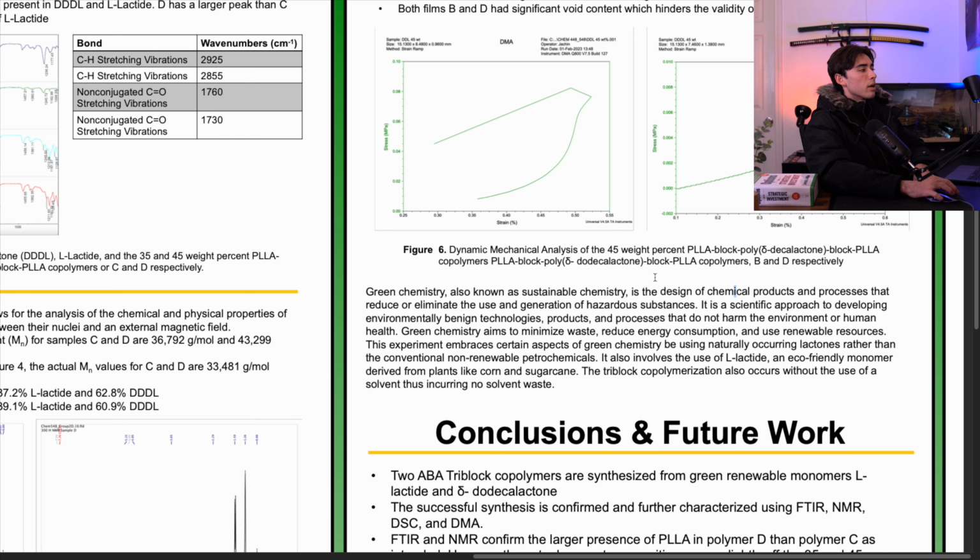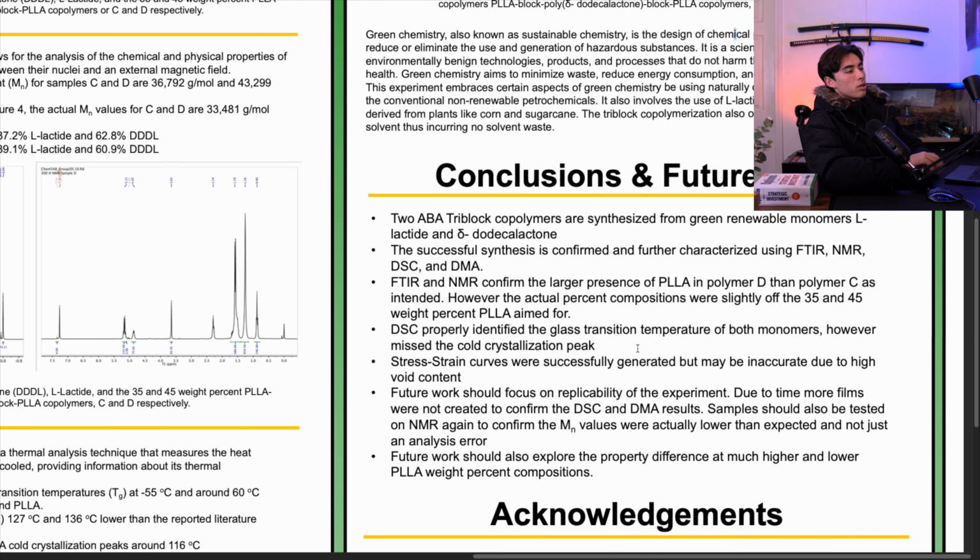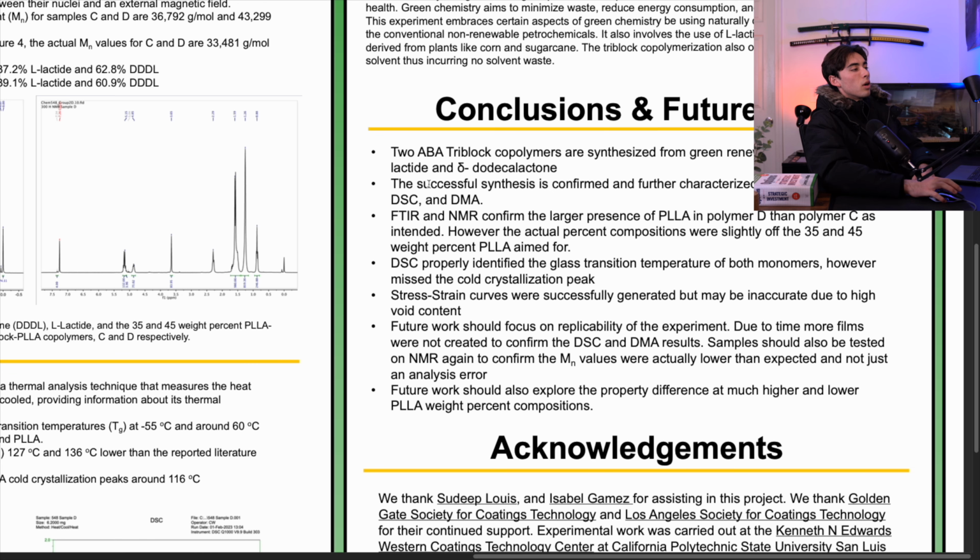Also, an interesting thing to be aware of is that this experiment follows a few principles of green chemistry, which is any chemistry that is geared towards sustainability. The main things to note are that we used naturally occurring lactones rather than conventional non-renewable petrochemicals. We also used L-lactide, which is an eco-friendly monomer derived from plants like corn and sugarcane. And the copolymerization occurred without the use of a solvent, thus there was no solvent waste, helping the sustainability model of this whole experiment.